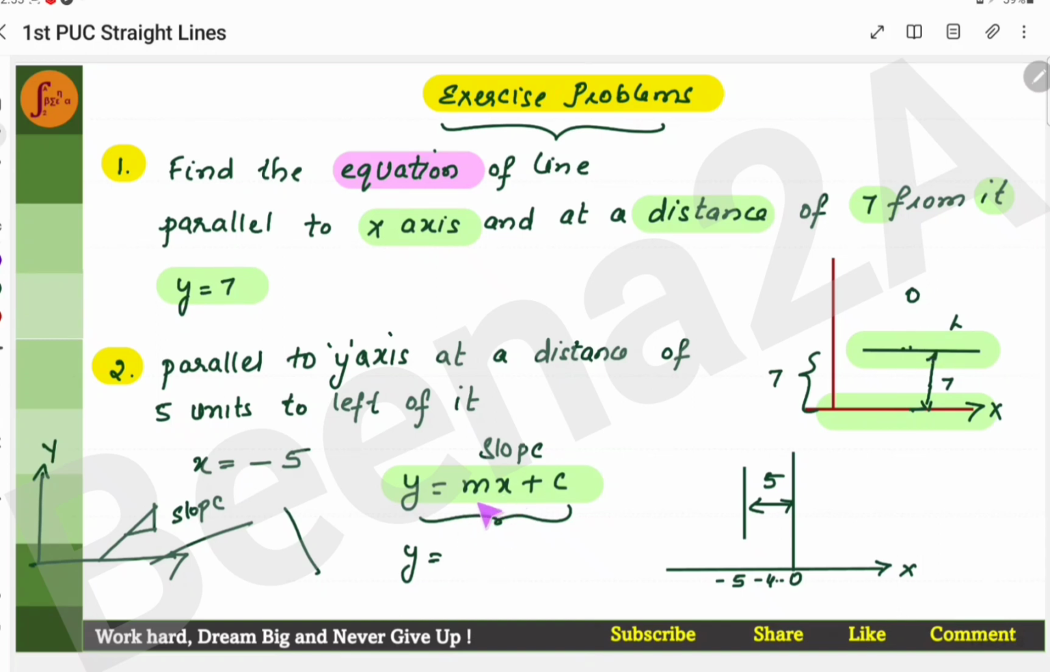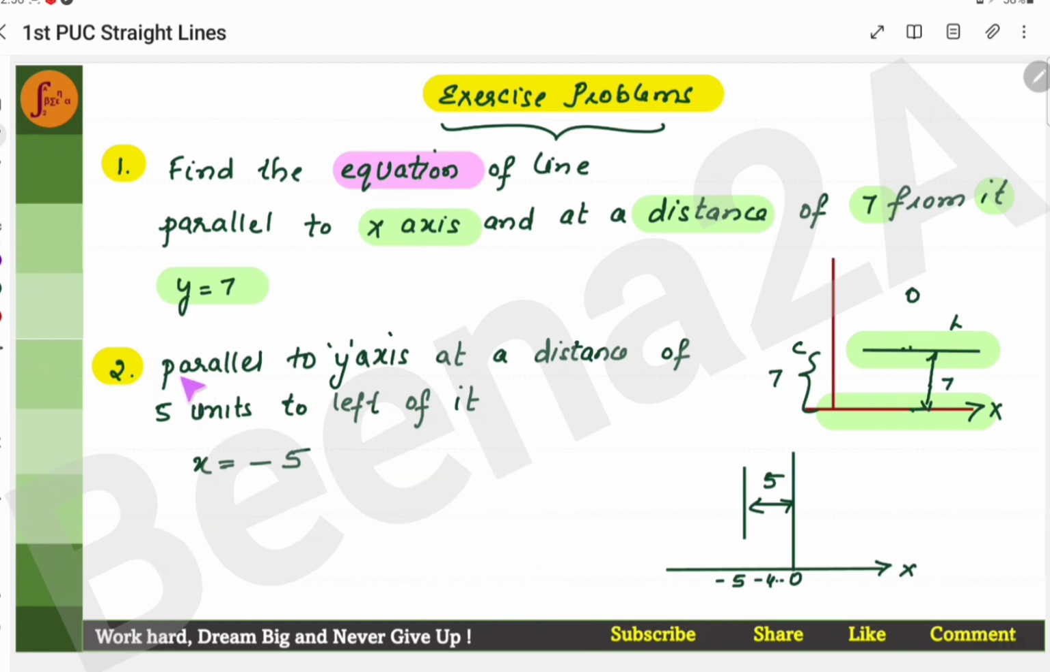So if slope is 0, 0 into x becomes 0. Then what is c? C is nothing but the y-intercept, right? Now, if you look at this, this distance is c. So you can put this as 7. So y becomes 7.